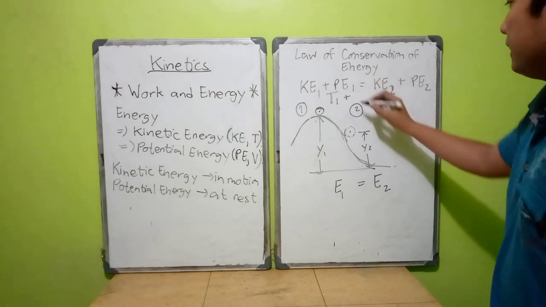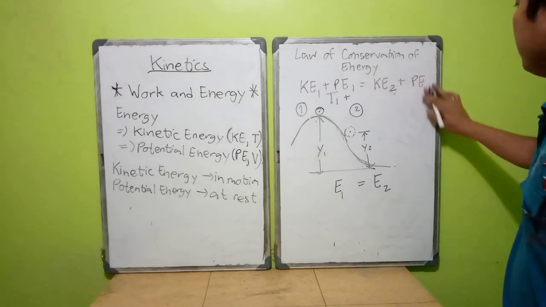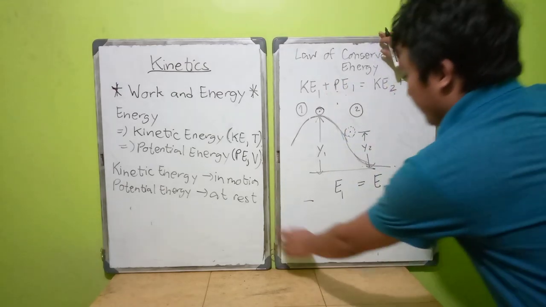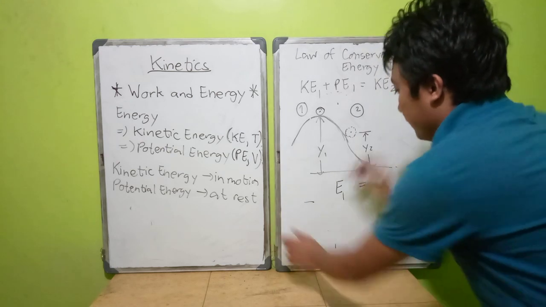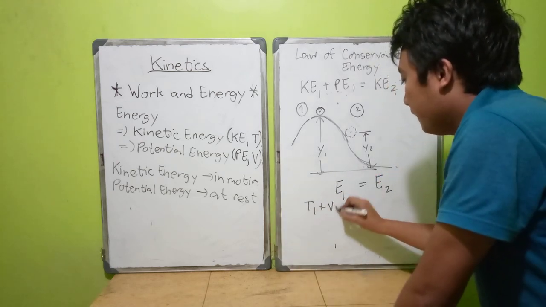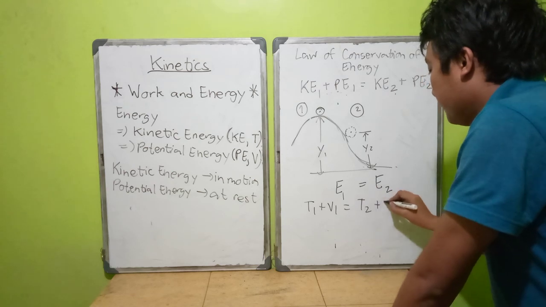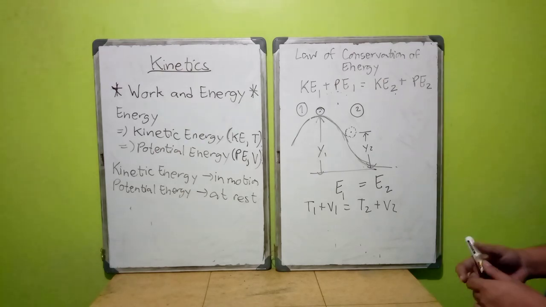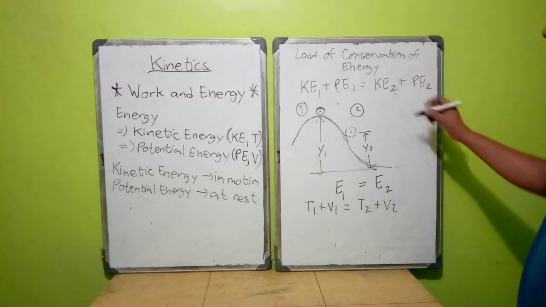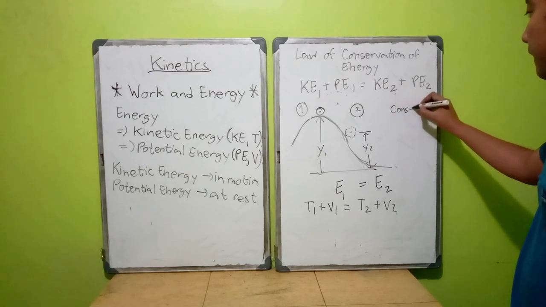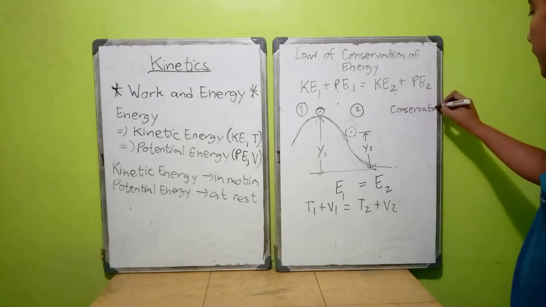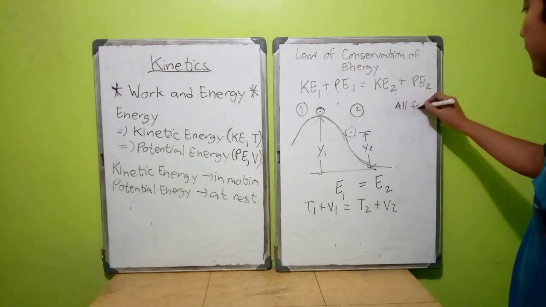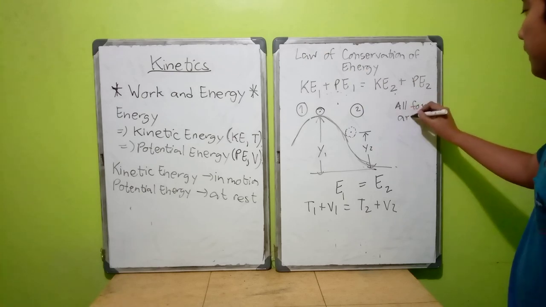plus, okay, it's conserved. So we can denote this as T sub 1 plus V sub 1 is equal to T sub 2 plus V sub 2. Okay, so this is if, let us say, all forces are conservative.